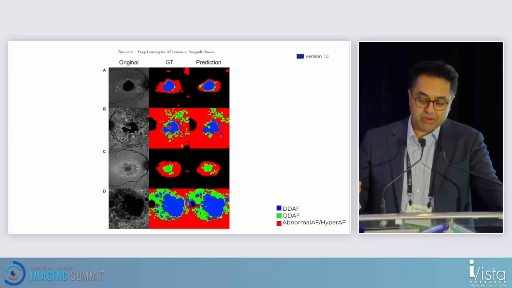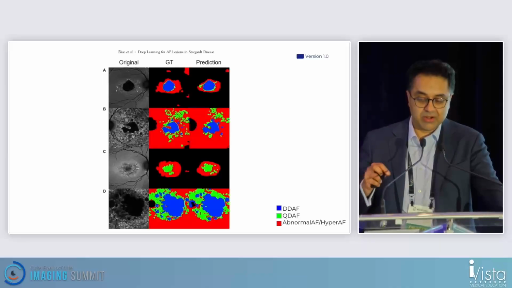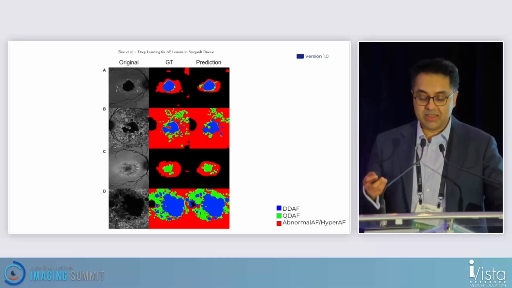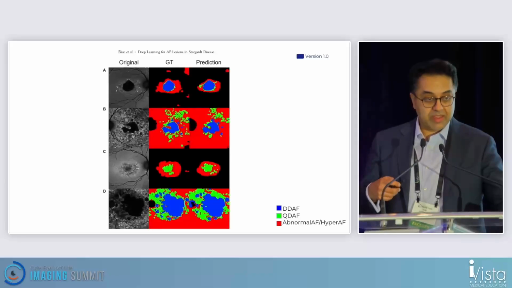And this paper looked at the ground truth, which is the middle column, and that column shows you a grader going in manually and grading it. But when I look at these images, I think that we're missing a decent amount of granularity, and the AI algorithm that's trained on that ground truth does a pretty good job compared to the ground truth.